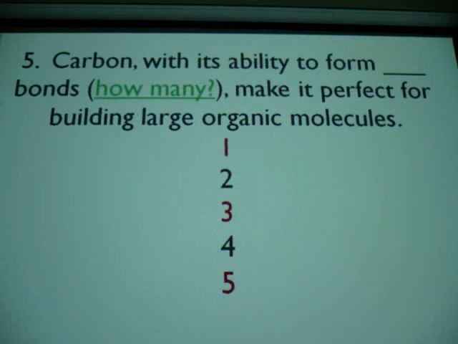On this one, how many bonds can carbon form? 4. That's why it's such a good thing. It's got 4 arms. They can grab 4 things. It makes a great bonding agent.